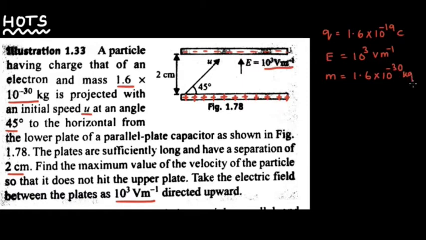This is the mass of the charged particle, and the charged particle is projected from the lower plate from this point with some initial speed u, the initial speed is equal to u, or you can say that initial velocity u, which makes an angle 45 degree with the horizontal direction, means this angle is 45 degree, and the separation between the two plates is 2 centimeter. So we have to find what is the maximum value of this speed u such that the charged particle does not hit the upper plate.